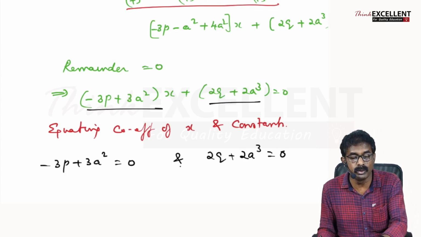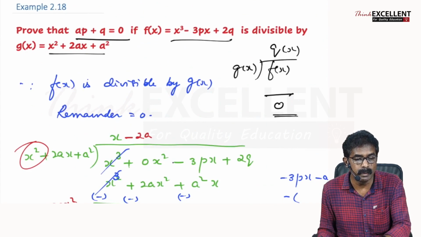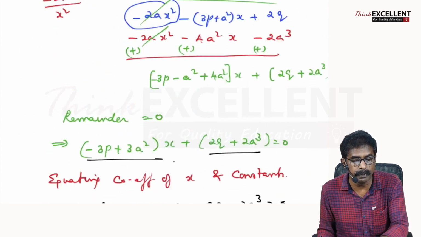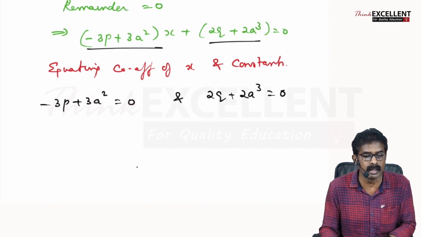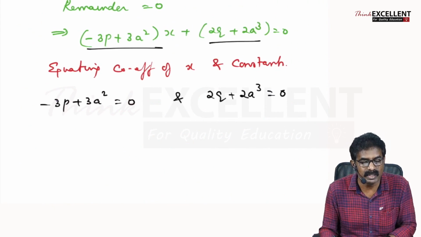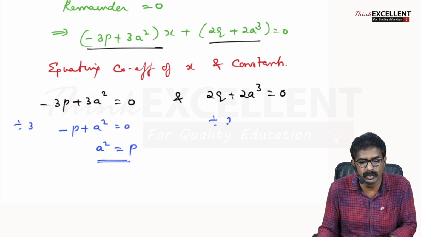So from these two, see that you are getting the result. See what they asked to prove: ap plus q equal to 0. Let us see how to do this. In the first one, you can divide by 3, 3 is common. Minus p plus a square equal to 0. So a square is equal to p. Okay, leave it. The second one, you divide by 2. See what you get: q plus a cube equal to 0.